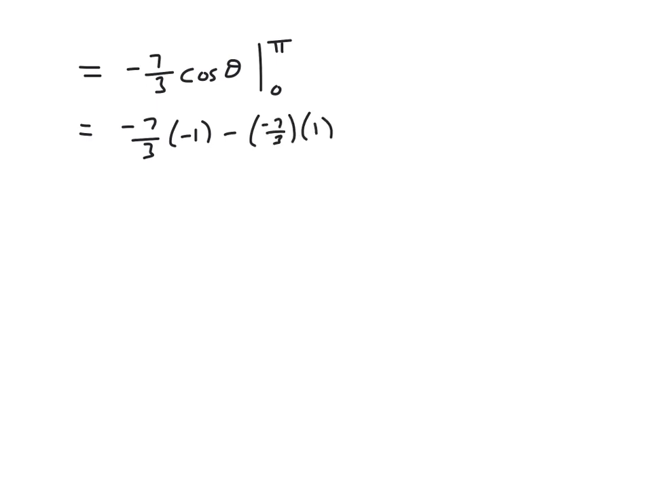So anti-differentiate that, we get negative 7/3 cosine theta. Needs to go from 0 to pi. And so we have negative 7/3 times cosine of pi, which is -1, minus negative 7/3 times cosine of 0, which is 1. And so this is just 7/3 plus 7/3, which is 14/3. So the value of this particular line integral is 14/3.